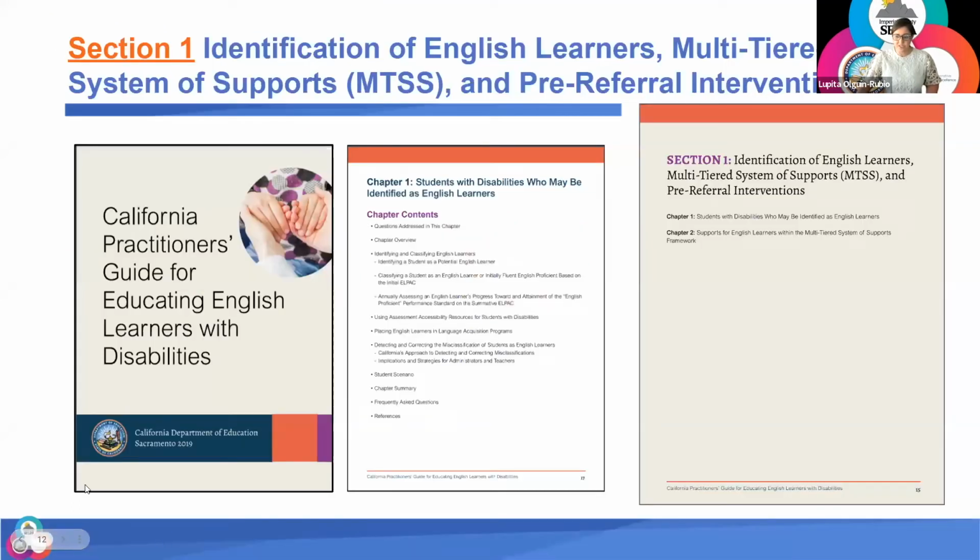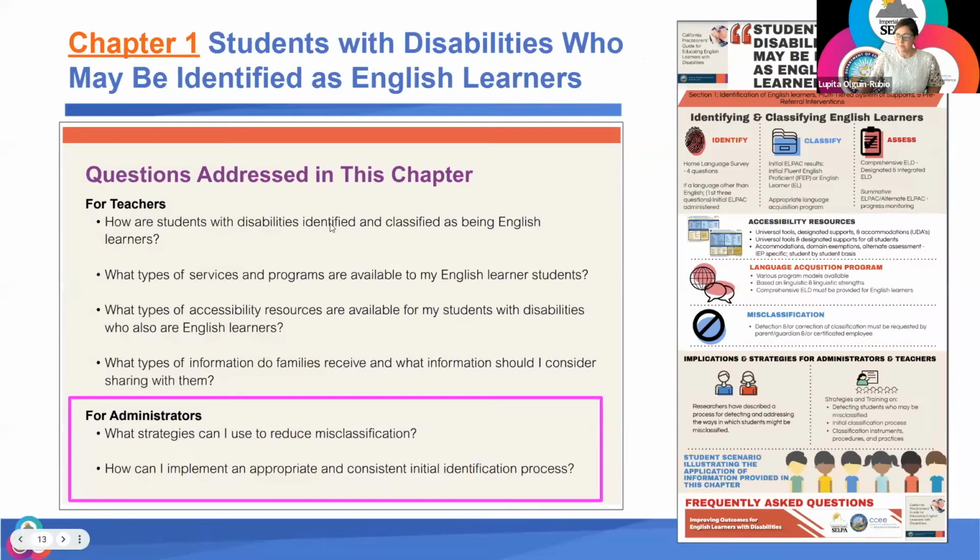And this is the organization of all of the chapters. Section 1 has 2 chapters. Again, we're going to focus on Chapter 1 today, which focuses solely on identifying English learners. Let me rephrase that. Students with disabilities who may be identified as English learners.